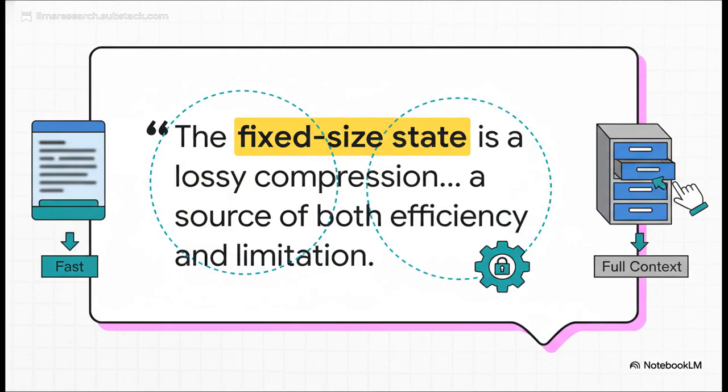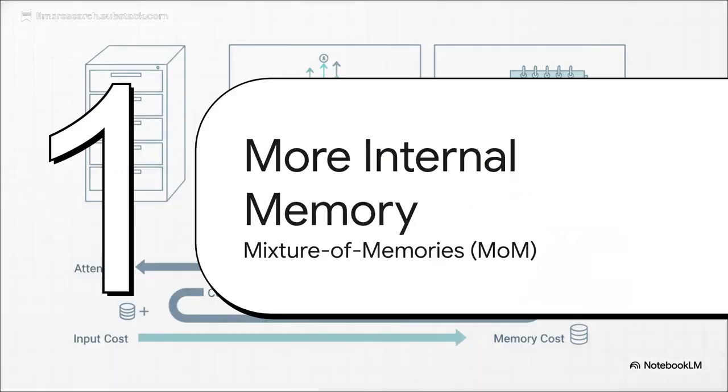And this quote really nails it. The fixed size state is a lossy compression of history. That lossy compression is both the source of efficiency and the source of limitation. So the crucial point, the thing to really remember, is that the very thing that makes Mamba so fast is also its biggest weakness. Okay, so how do we fix this bottleneck? Let's look at solution number 1, which is all about adding more internal memory.